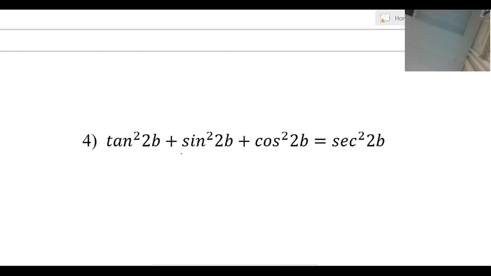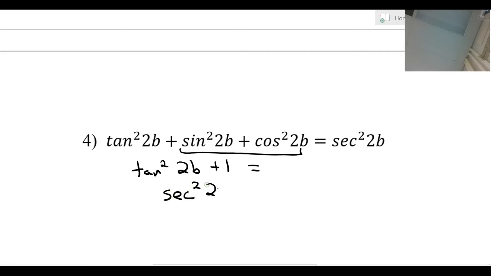Number 4. What's sine squared plus cosine squared? Okay, so we got tangent squared 2b plus 1. And then tangent squared plus 1 is also a Pythagorean identity. It's secant squared. So you do 2 different Pythagorean identities to simplify.